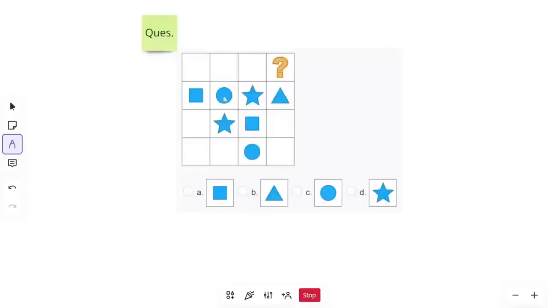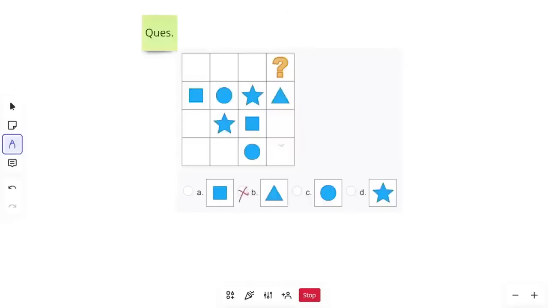Let's try to solve this question. Here we have a question mark given to us. We need to find out, of the given options, which symbol can come in the place of the question mark. The options that we have are square, triangle, circle, and star. Before we directly find out what will come in the place of the question mark, we need to eliminate which cannot come. Obviously, triangle cannot come, right?